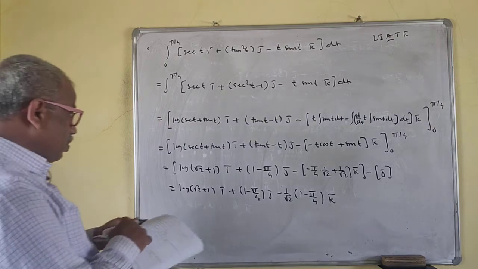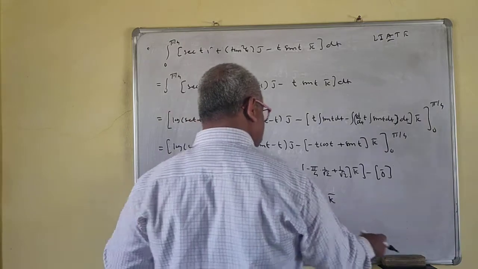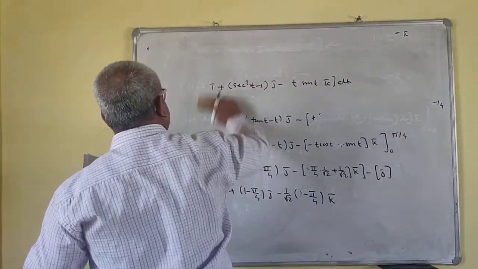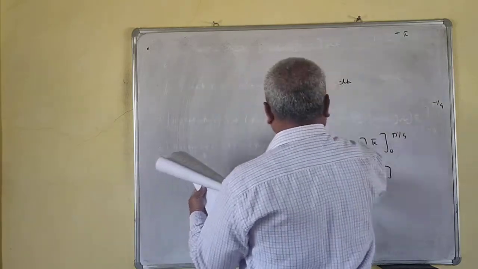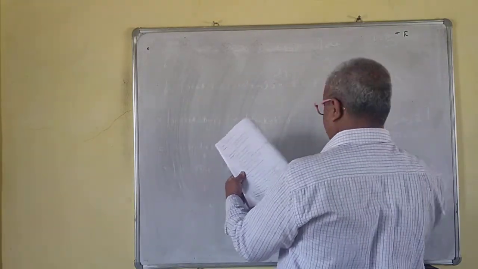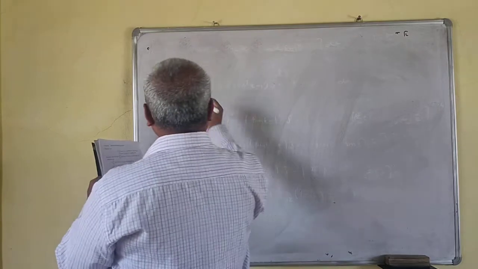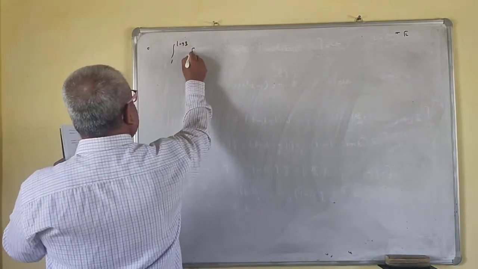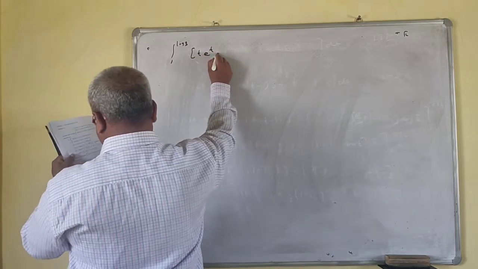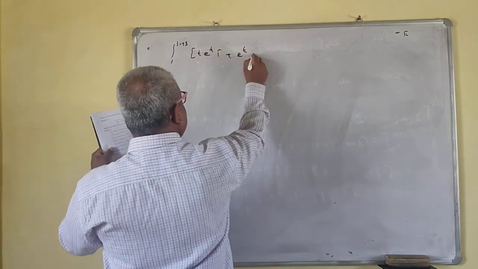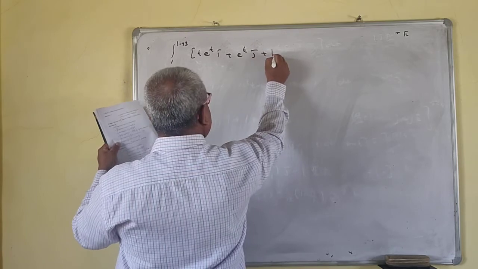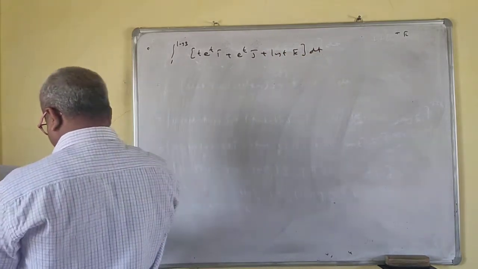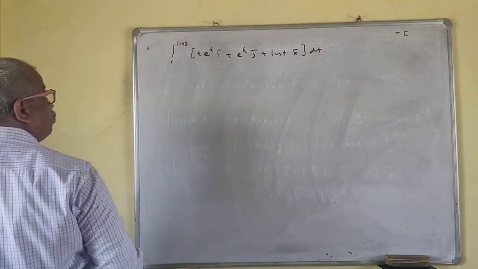Okay, so we'll take the next problem. Integrate from 1 to log 3 of t e raised to t I bar plus e raised to t j bar plus log t k bar dt. Okay, so this we have to integrate.